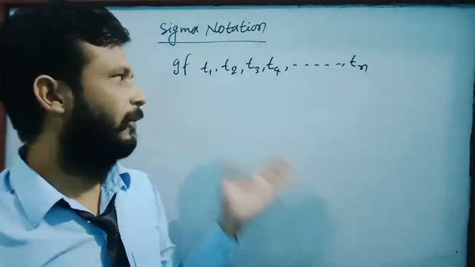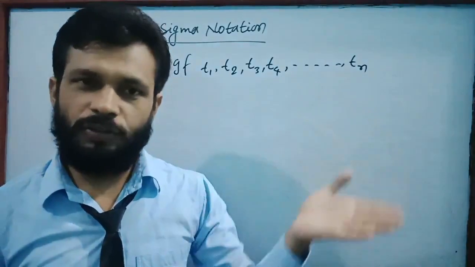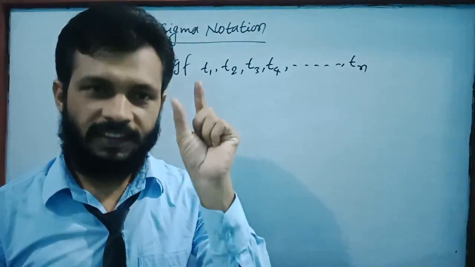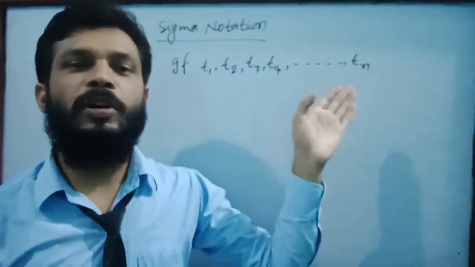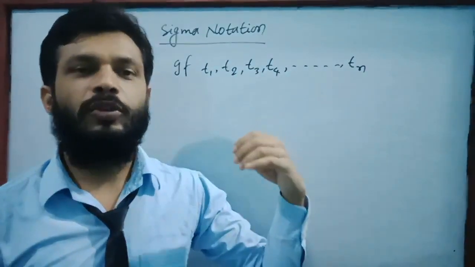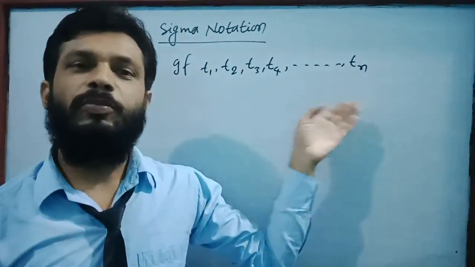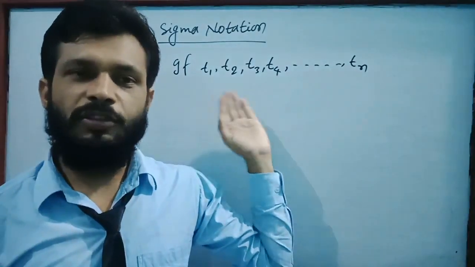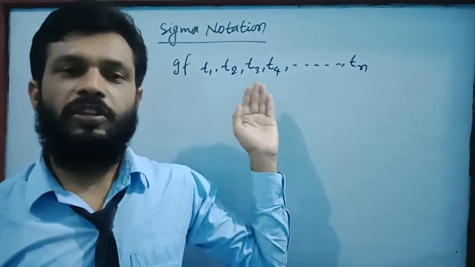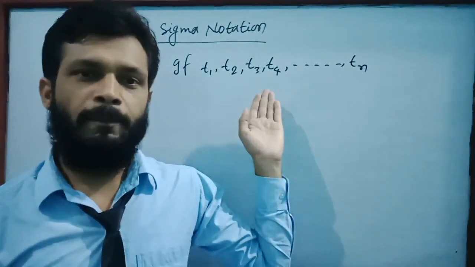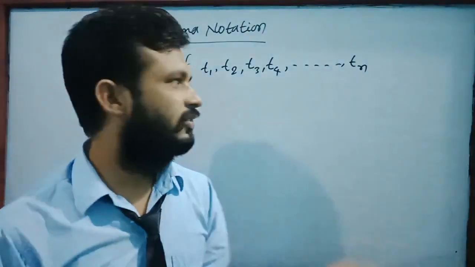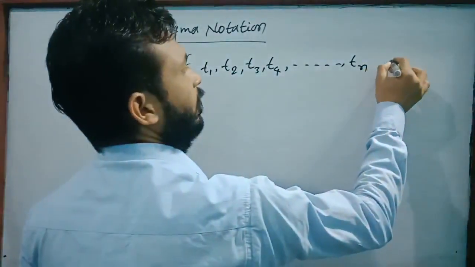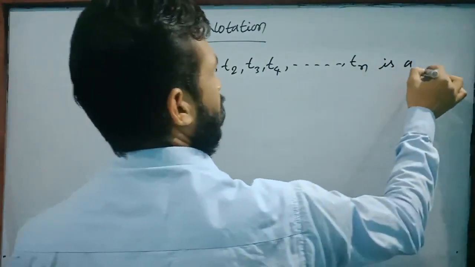Are you clear? Okay. In this sequence also, the total number of terms is n. So the position of its last term is Tn. First term is T1, second term T2, third term T3, fifth term T5, then nth term Tn. Understood?